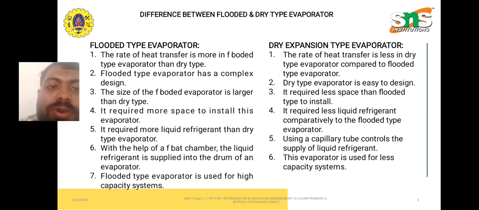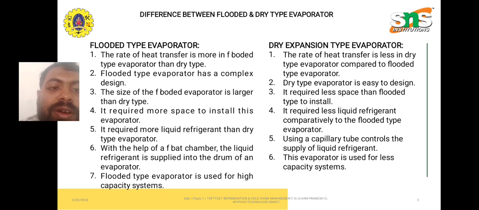Flooded type has a more complex design. As for dry type, it is easy to design. The size of a flooded evaporator is larger than dry type. It requires more space to install this evaporator. As for dry expansion, it requires less space than flooded type, and it requires less liquid refrigerant comparatively to the flooded type evaporator. In flooded type, it requires more refrigerant.